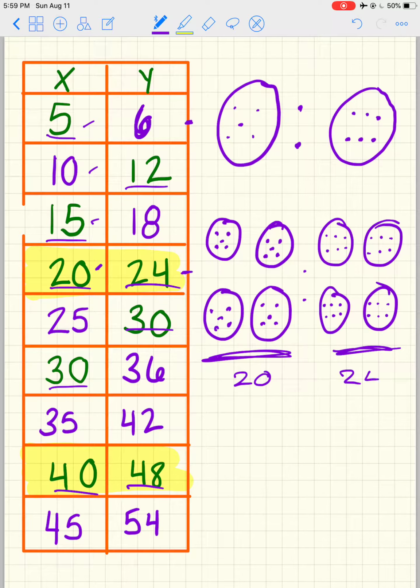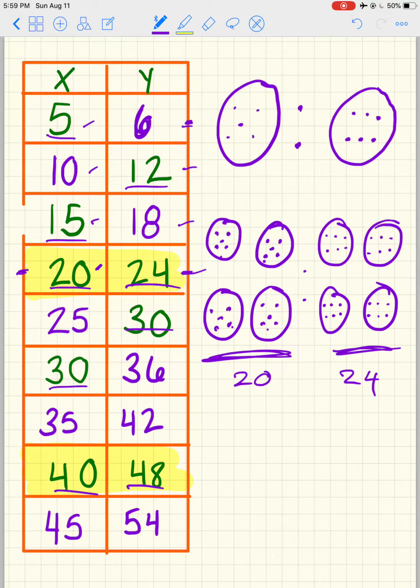This should equal 24 because it's our 4th box down. 1, 2, 3, 4. We know that we're adding 6 each time. And on this side, it's our 4th box down. We know that we're adding 5 each time. So I'm going to count 5, 10, 15, 20. That does equal 20. If you're not sure, you can count them by ones.